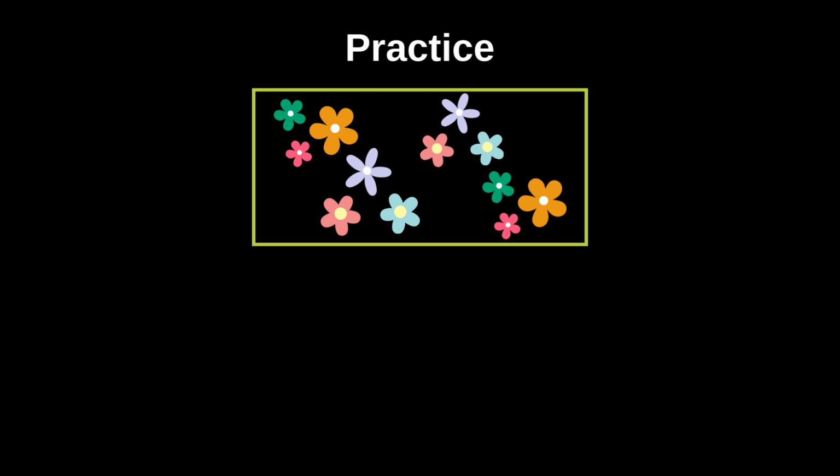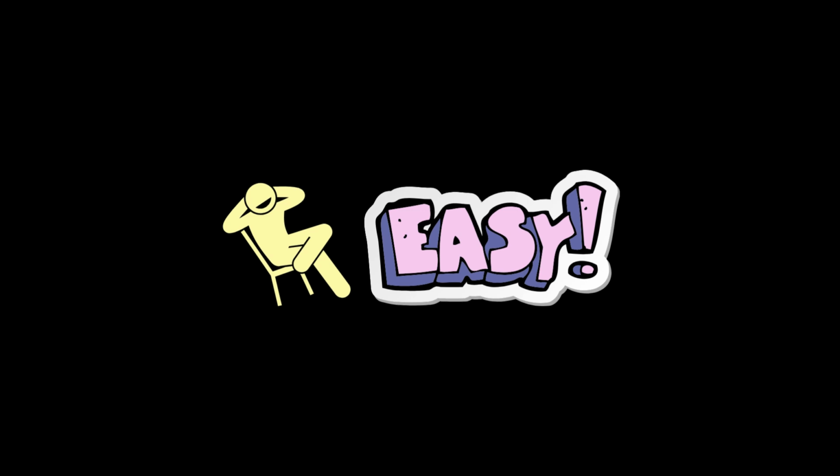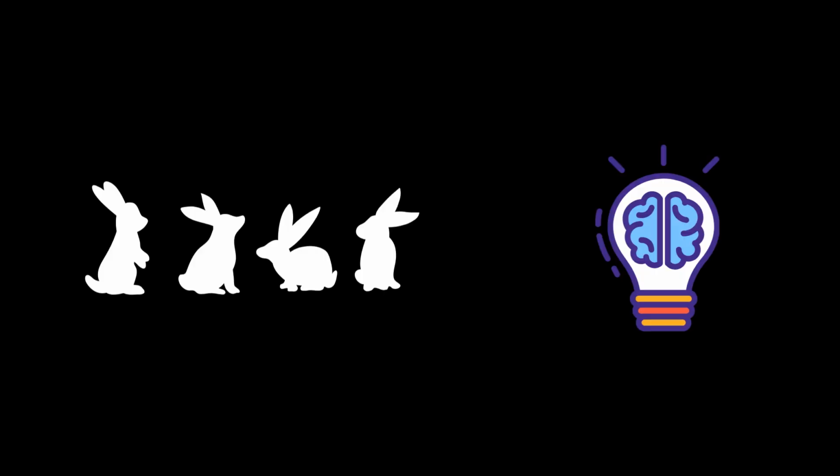How about a garden? Let's solve it. Suppose your garden is a rectangle with a length of 10 meters and width of 6 meters. Perimeter equals 2 times (10 plus 6), which equals 32 meters. You'd need 32 meters of fencing. Easy, right? Now you're ready to outsmart those rabbits.